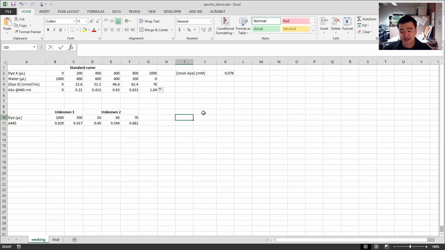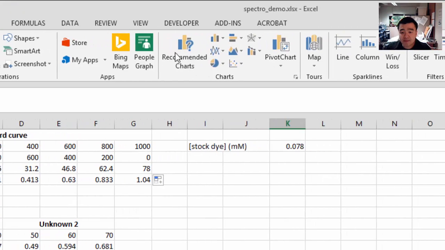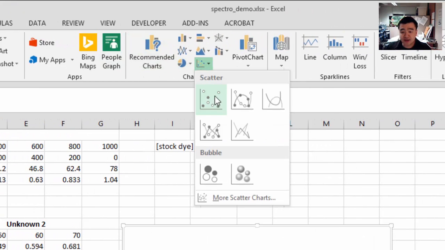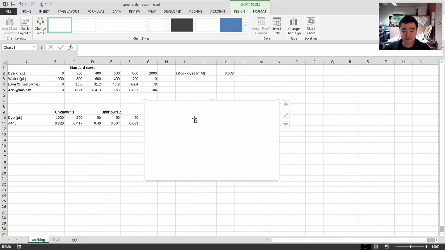Okay, so the next thing to do is insert a graph, a standard curve. The best way to insert an XY scatter graph is to insert a blank one. So click somewhere outside of your data range inside your spreadsheet, then come up here to the Insert tab, and then go to this button and insert a scatter graph with dots. Let's move this up here.